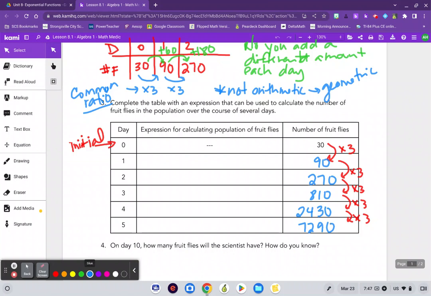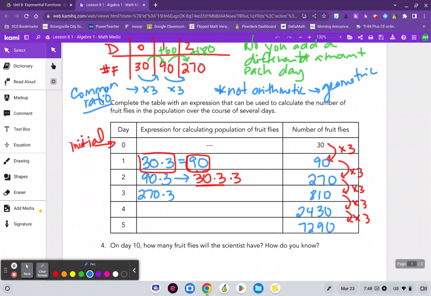So for day 1, what we did is we took 30 and we multiplied it by 3. That gave us 90. And for day 2, we took 90 and we multiplied by 3. But really, what I could do is I could say, well, I got 90 because I did 30 times 3. So I could rewrite this as 30 times 3, that's the 90, times 3. Same idea down here, right? This was 270.